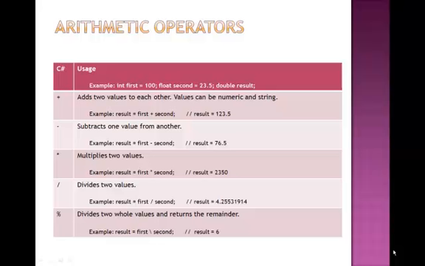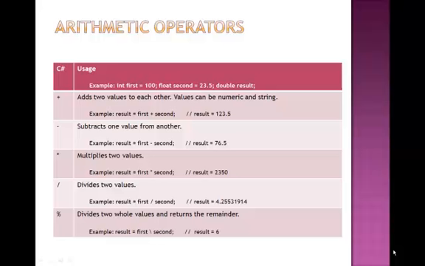So, for example, if you add the two variables first and second, your result will be 123.5, and the first row next to the addition sign shows you the example. You use the assignment operator, and you assign first plus second to the result, and the result will be 123.5. In the subtraction, you can use a minus sign, and it subtracts one value from another. For example, if you type in result equals first minus second, the result will be 76.5.